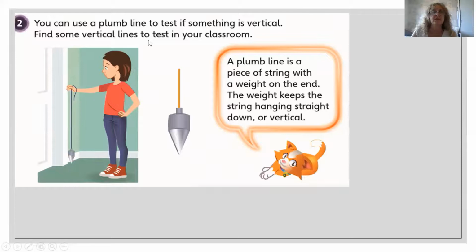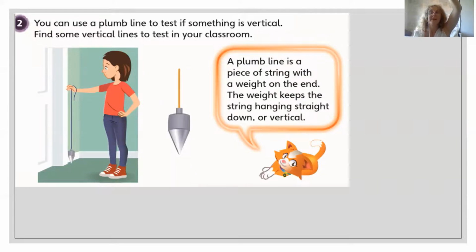Find some vertical lines to test in your classroom. Well, you know you can't do that in the classroom, but you can do it at home. One way you could do this, it doesn't have to be a piece of string. I couldn't find any string. I've got lots of elastic, and on the end I've got a big piece of plasticine, and I know that will weigh it down. So my line, when it stops swinging, will test my vertical line. If I test it against a box, you can see that that line is vertical.